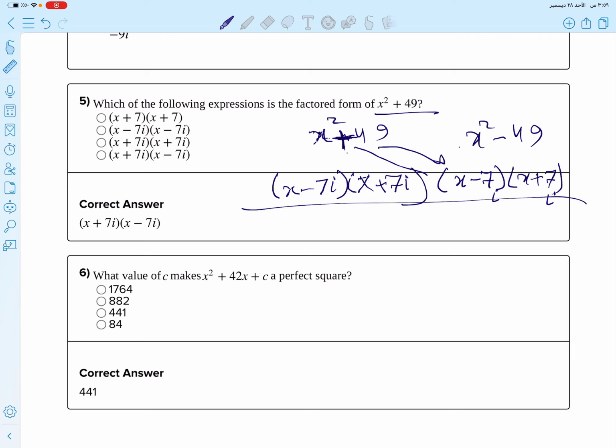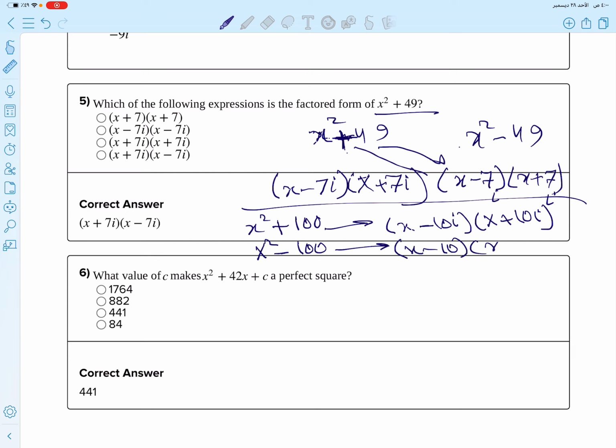We can always use this method. If you see x squared plus any number, for example 100, to factor it I need two brackets: x minus 10i, x plus 10i. But if you see x squared minus 100, it's going to be x minus 10, x plus 10. Okay, this is according to the sign between the variable and the number.